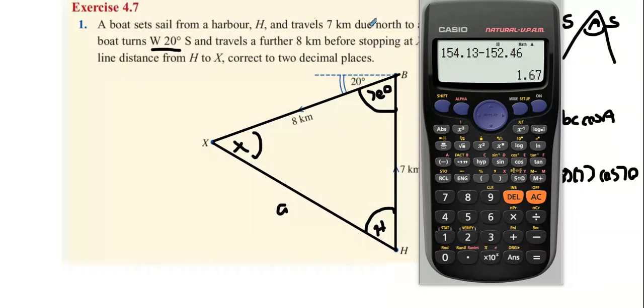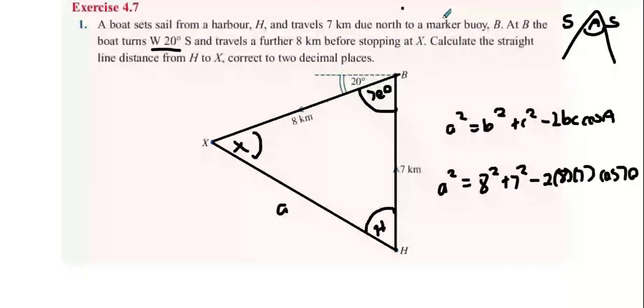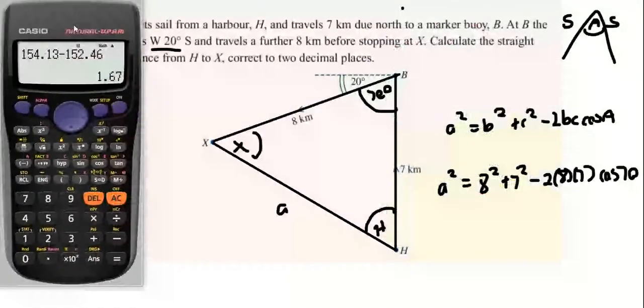Make sure your calculator is in degrees mode. So what I mean by that is make sure your calculator, see the D at the top, so you go shift setup and make sure you're in degrees mode, okay? And then you're going to do 8 squared plus 7 squared minus 2 times 8 times 7. Then you're going to do cos 70. Put that all into the calculator and you get a squared equals 74.694.